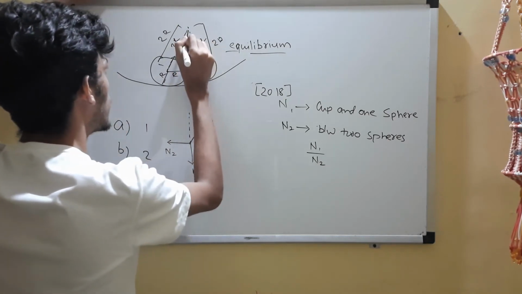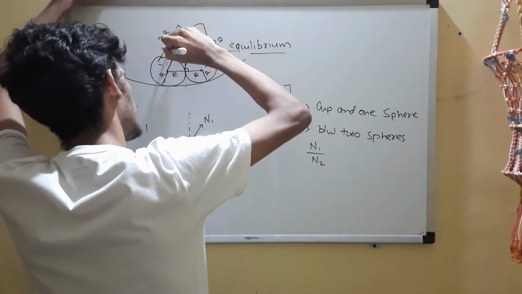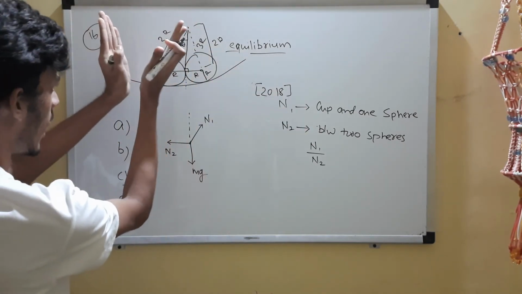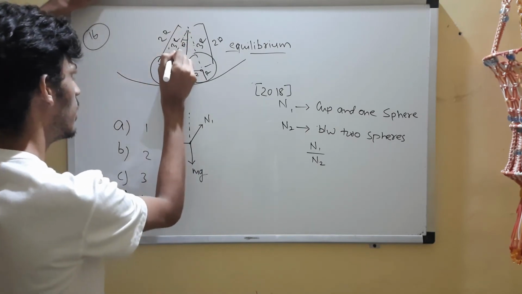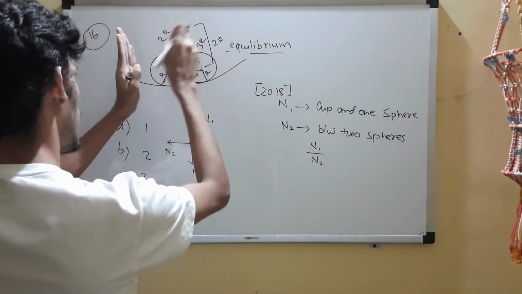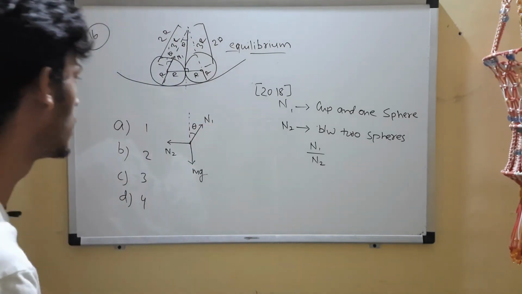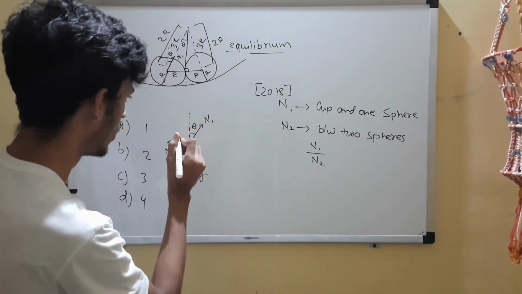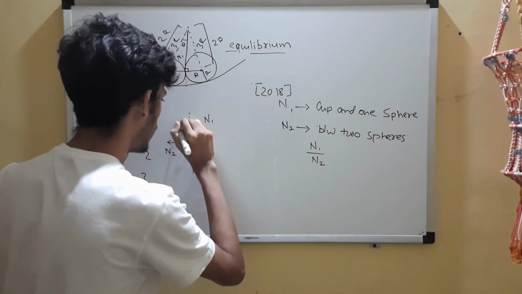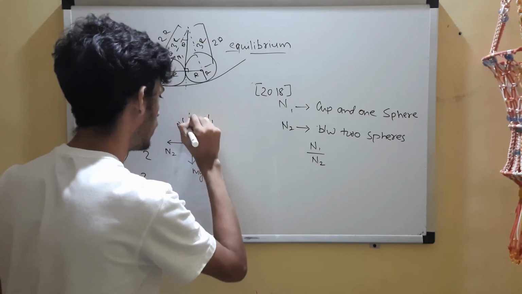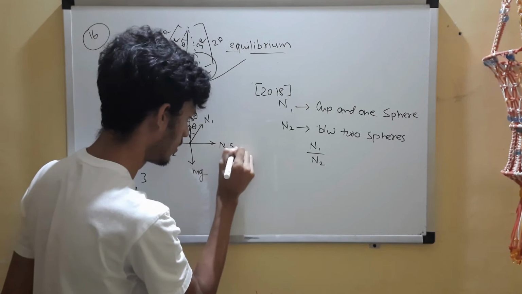Now let's consider this angle to be theta. So you can see that this angle over here, which is nothing but the angle between n1 and the vertical line, will be theta, right? And these are alternate angles, right? So this will be theta. So you have to just resolve it. So n1 cos theta adjacent to theta, and opposite to theta, n1 sin theta.